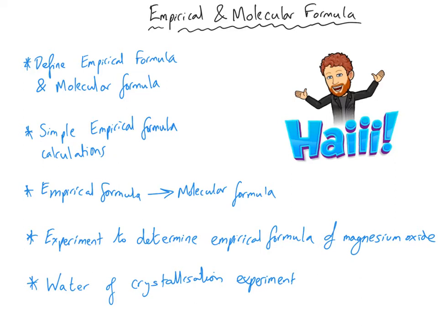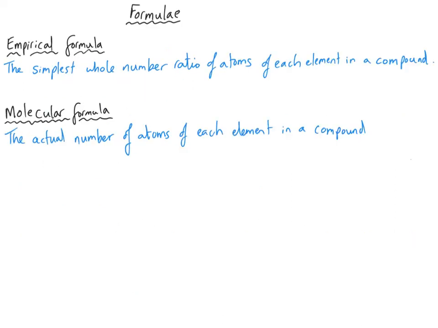And we'll finish by looking at two experiments. In the first one, we'll see how you can work out the empirical formula of magnesium oxide using the principles explored earlier. And we'll finish by looking at something called the water of crystallization and how you can determine the value for the water of crystallization using an experiment. So first of all then, the definitions for these formulae.